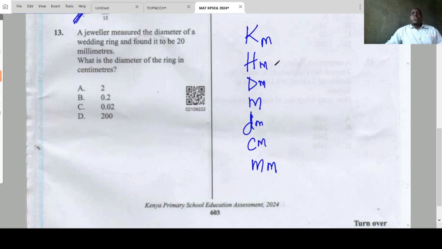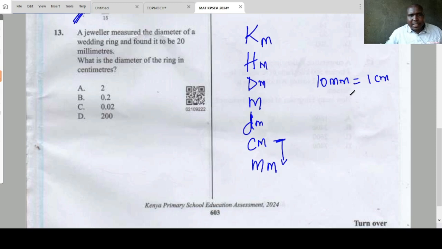So this one you use the mnemonic: Kenya has dug men dams containing magic. So here you put kilometer, hectometer, decameter, meter, decimeter, centimeter, millimeter. So we are here. We are coming down, right? So it means that 10 millimeters is equal to 1 centimeter, right? Yes.